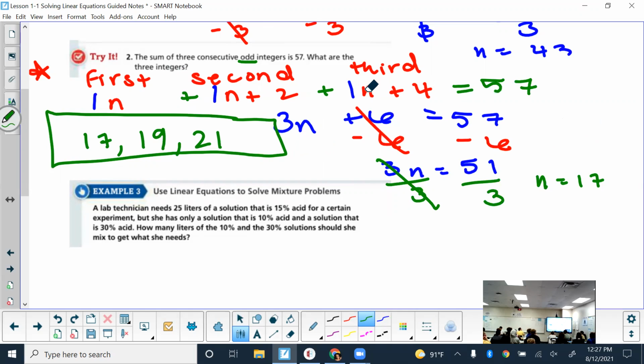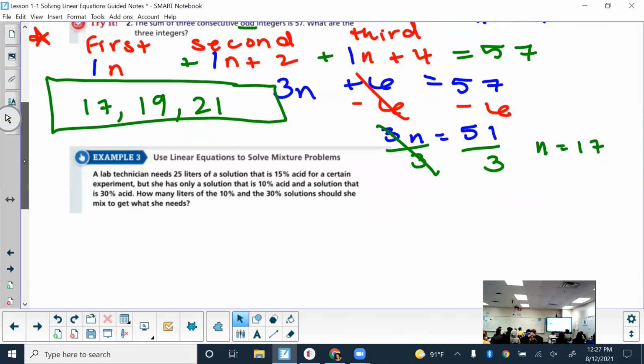Nevaeh, you can go now. All right. So you're going to have a question like this on your quiz. It might say 3 consecutive odd integers, 3 consecutive even integers. So here's how we set it up and how you solve it. Good?